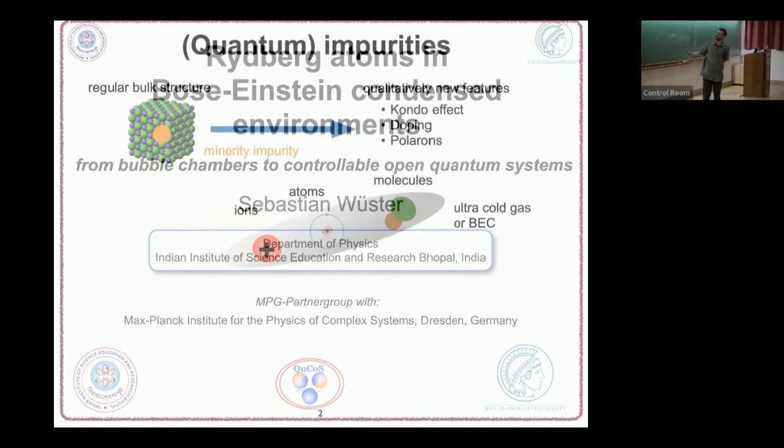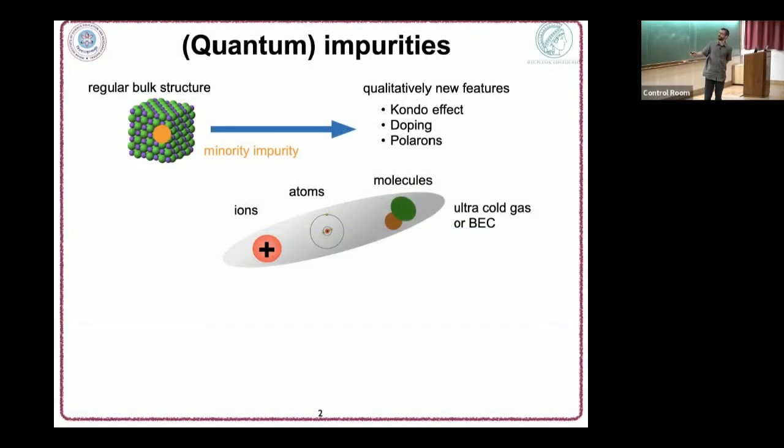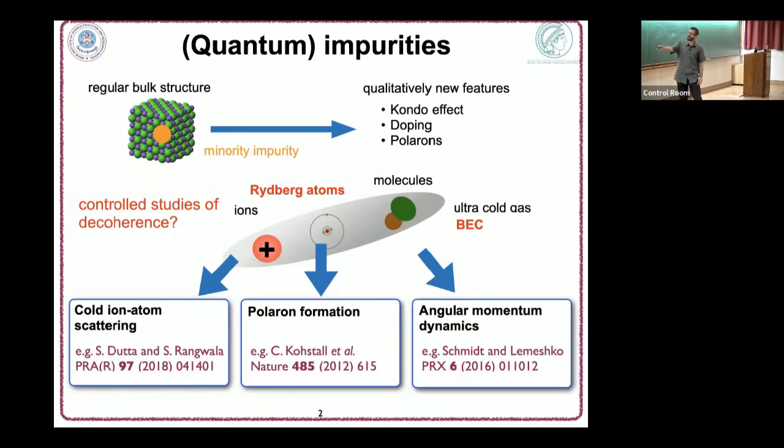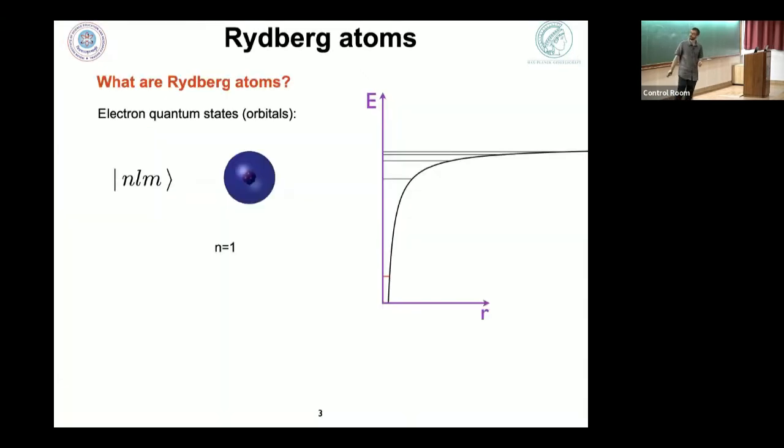where people look at, say, ions, atoms, or molecules inside of ultra-cold gases or Bose-Einstein condensates. And then all sorts of interesting physics can be looked at. What I will be focusing on exclusively in this talk is to place a Rydberg atom inside of a Bose-Einstein condensate. And then, among other things, I advocate that for some controlled studies of what happens during decoherence.